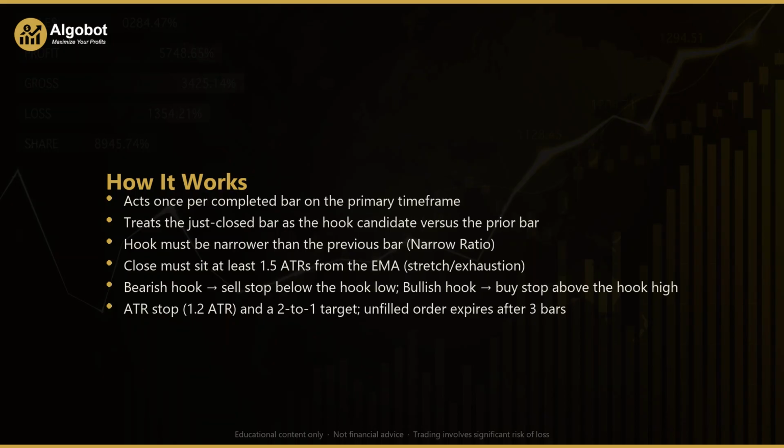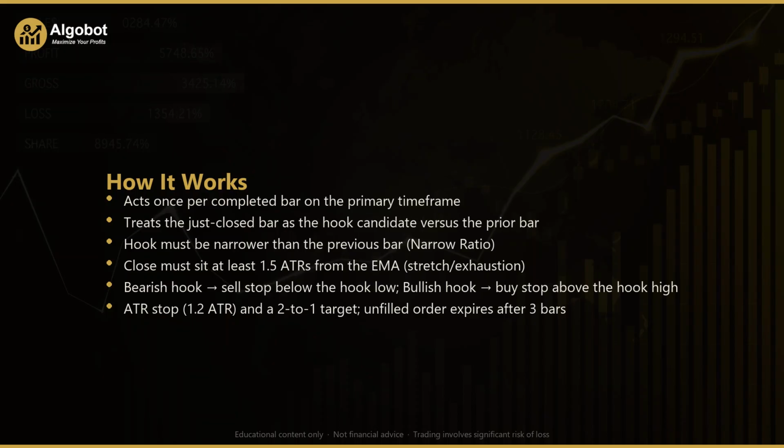When a bearish hook appears, the strategy places a sell stop just beneath the hook's low. When a bullish hook appears, it places a buy stop just above the hook's high, each offset by a small buffer of 5% of the ATR. This is the confirmation step. The market must actually break the hook's extreme before any position opens. If that break doesn't arrive within the entry-expiry bars window, 3 bars by default, the resting order is canceled and the setup is abandoned. Risk is handled purely with the ATR.